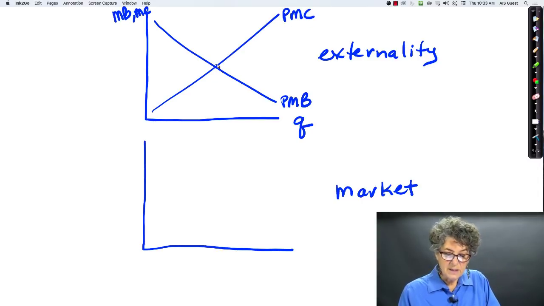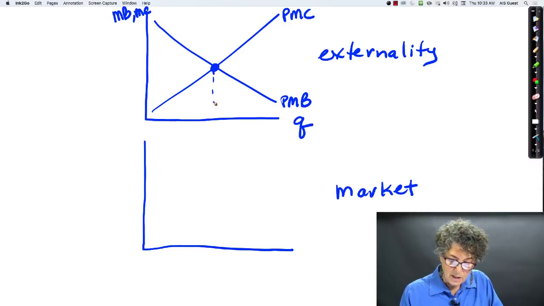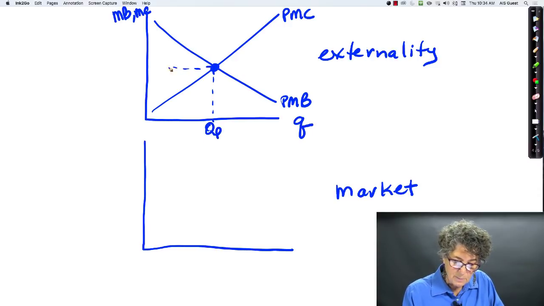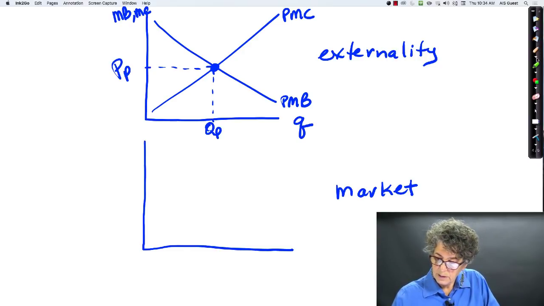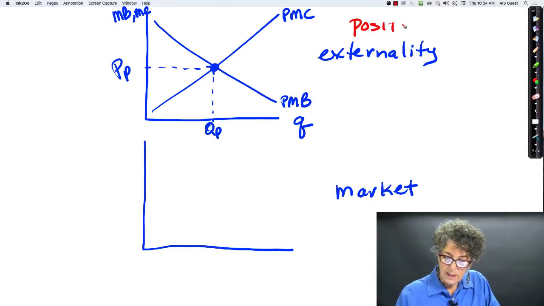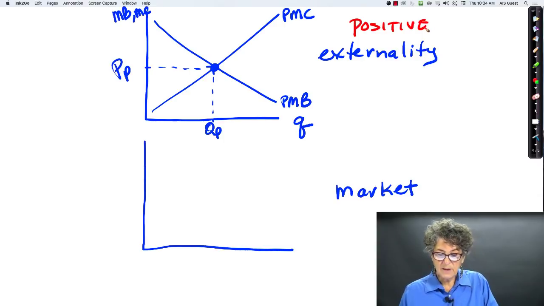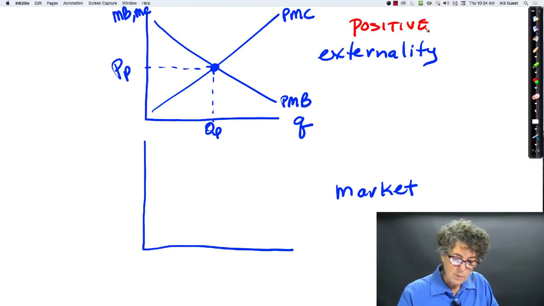And if they didn't take the external benefit into account, then the private optimum would be some quantity, I'll call it Q sub P, and the price at which that would be sold would be price P sub P. However, suppose that this is a market in which there is a positive externality, and that positive externality means there is some social external benefit that is received by society when others consume this product, and so we want to take that into account.